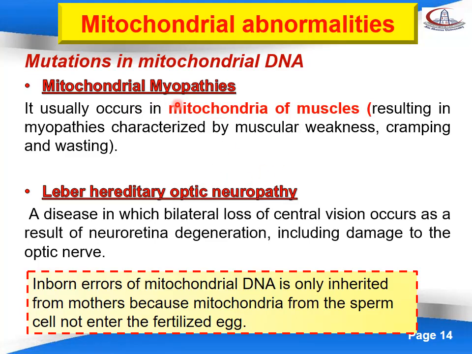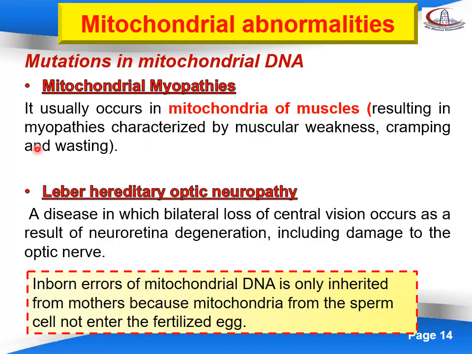What is mitochondrial myopathy? This is a mutation of the DNA of the mitochondria, especially in the muscles. The mutation affects the 13 proteins involved in oxidative phosphorylation. With impaired oxidative phosphorylation, less ATP is produced in the muscles, so the muscle is characterized by myopathy: muscle weakness, cramping, and wasting of the muscle.